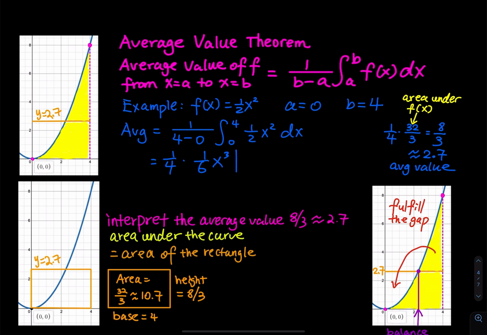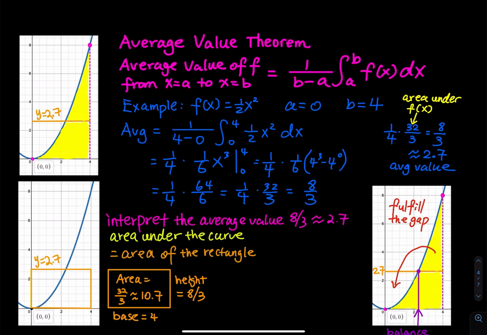And then this goes from 0 to 4, so you have 1 over 4 times 1 over 6. I will just keep the 1 over 4 right over here. I won't multiply the 1 over 4 in until the last step. So you have 1 over 6 times 4 to the third minus 4 to the 0. Let's see what that equals. 4 to the third is 64. So you have 1 over 4 times 64 divided by 6, and then this is 1 over 4 times 32 over 3, and then this is equal to 8 over 3 after you reduce the fraction.